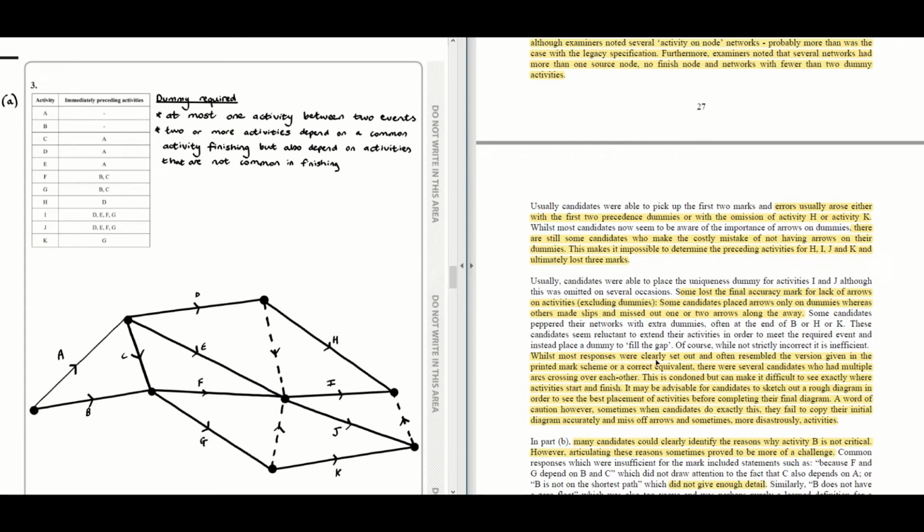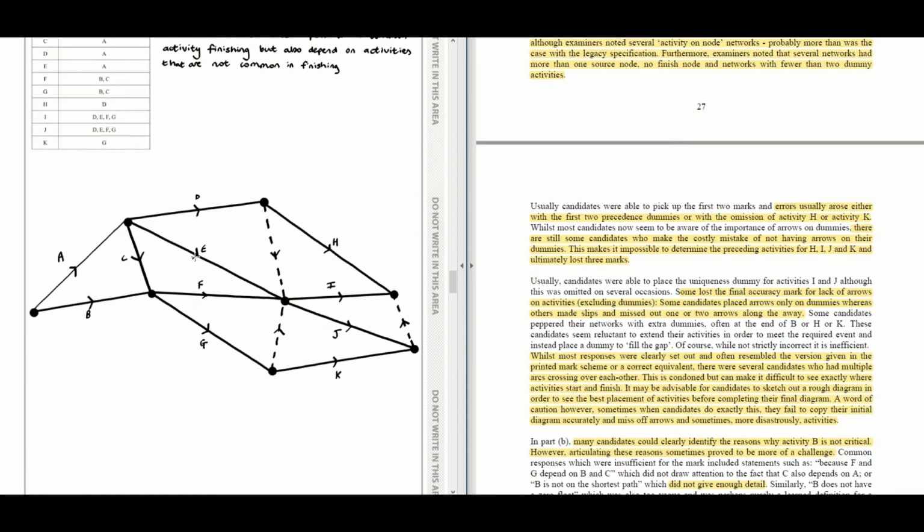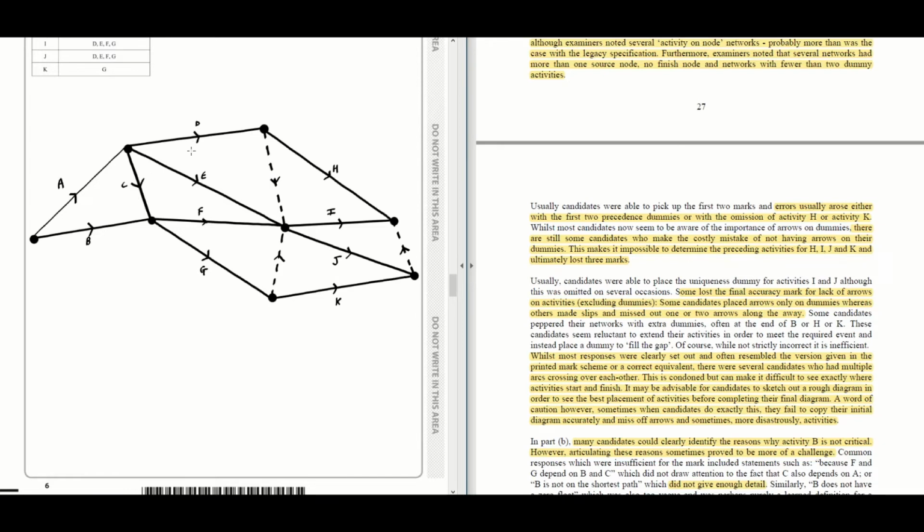Whilst most responses were clearly set out and often resembled the version given in the printed mark scheme or a correct equivalent, there were several candidates who had multiple arcs crossing over each other. This is condoned but can make it difficult to see exactly where activities start and finish, so that's quite important. I remember at some point in my own solutions, I originally had C, D, E over here, but because I did not want anything to cross over, I swapped those letters around and then figured out the rest of the activity from that. The reason for that is because I did not want anything to cross over, because that would be difficult for everybody to read.